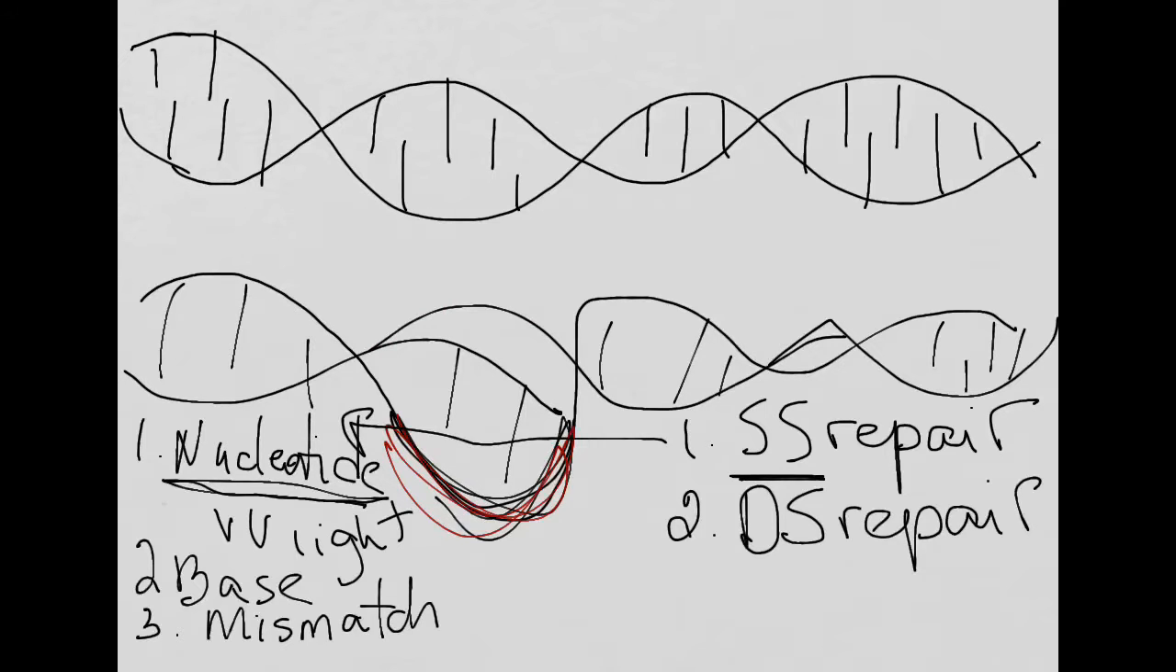So now let's talk about the second repair mechanism, and that's called double strand repair. And again, as the name implies, it fixes both strands. It occurs when there's exposure to ionizing radiation, and the best example of ionizing radiation, of course, is X-rays. There are also three types under the double strand repair. The first one is non-homologous end joining.